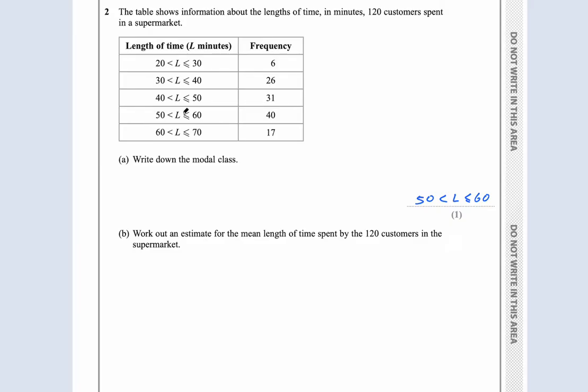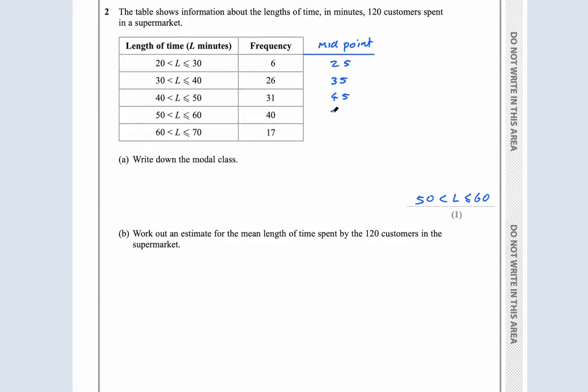Now guys, a common mistake people make is they put down 40, which is wrong. That's the frequency for the modal class, but this is the modal class. B, it says work out an estimate for the mean length of time spent by the customer. So it's an estimate because we don't know how long each of these people took. So what we do is we get the midpoint of the class. So what's halfway between 20 and 30? It's 25.